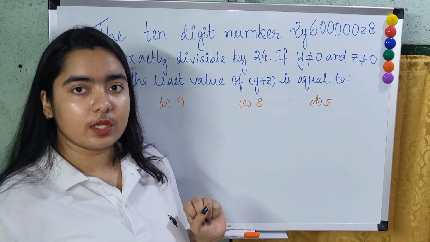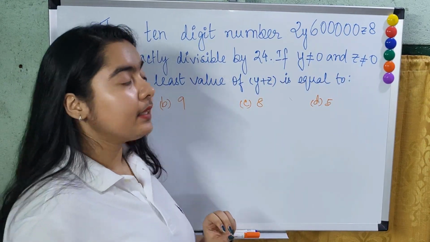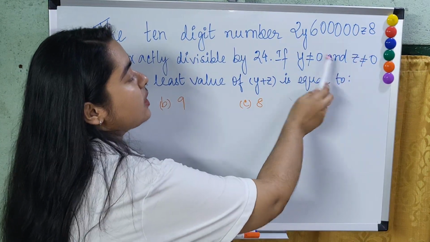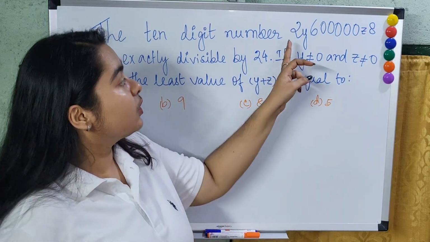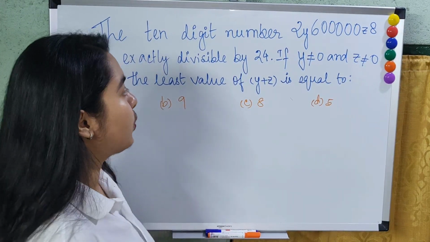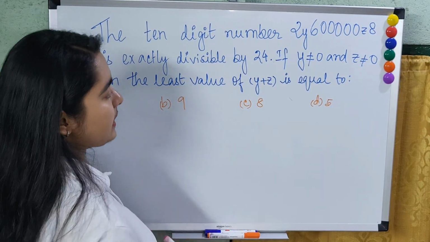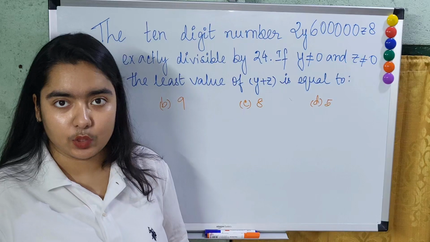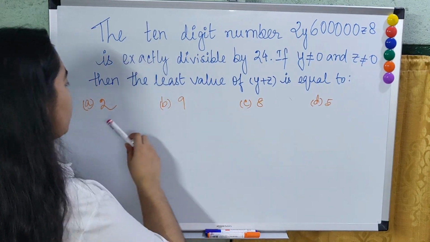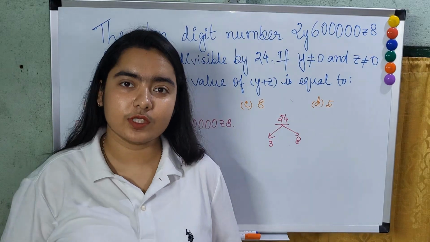Now this 10-digit number contains two variables, y and z. It is said that y and z are not equal to 0. That is, the two digits here are not equal to 0. If that is not equal to 0, then we need to find the least value of y plus z. What is the least value of y plus z? Is it 2, 9, 8 or 5? Let's find out. Okay, now hopping on to the solution.